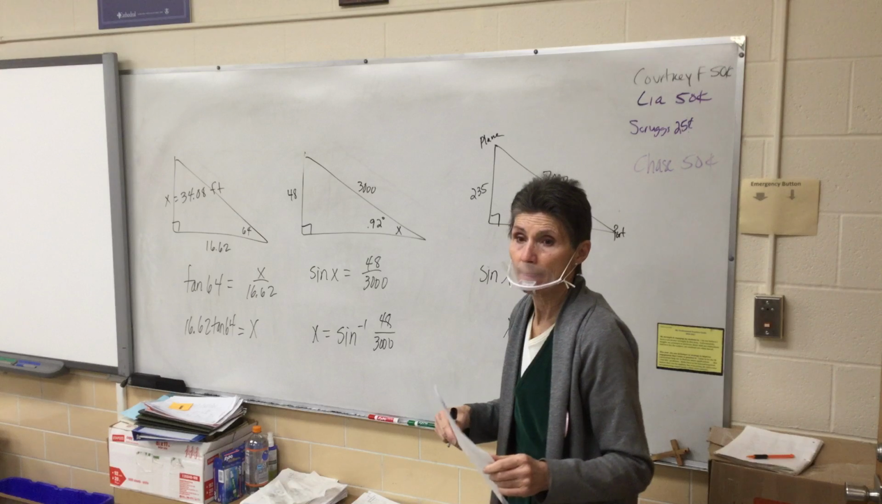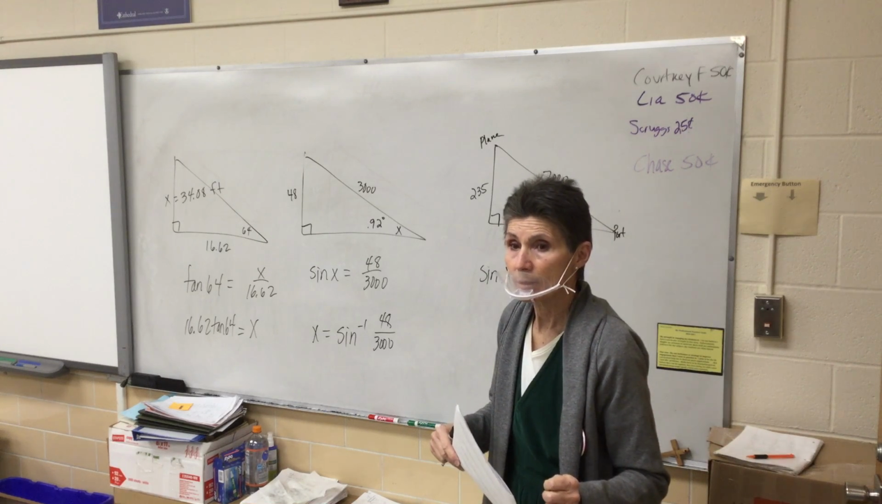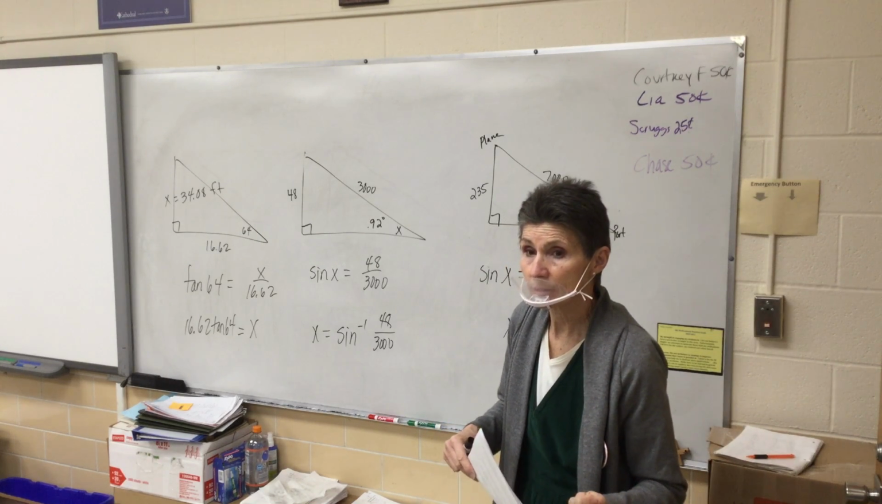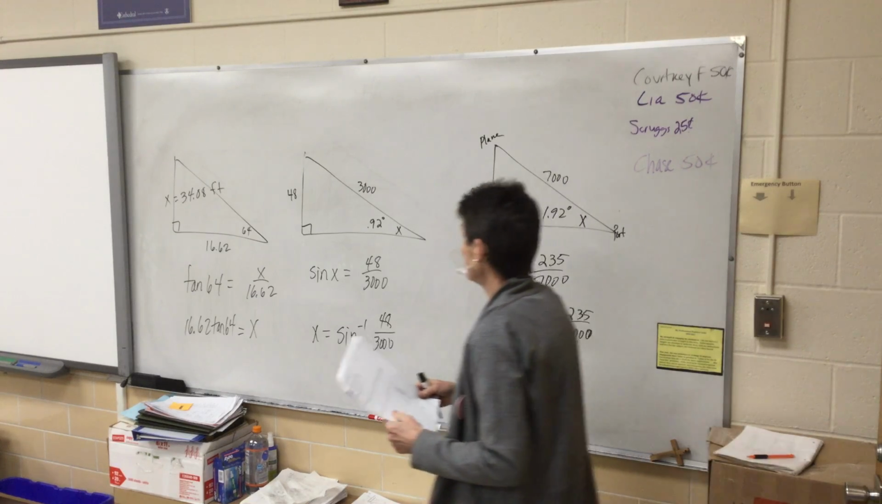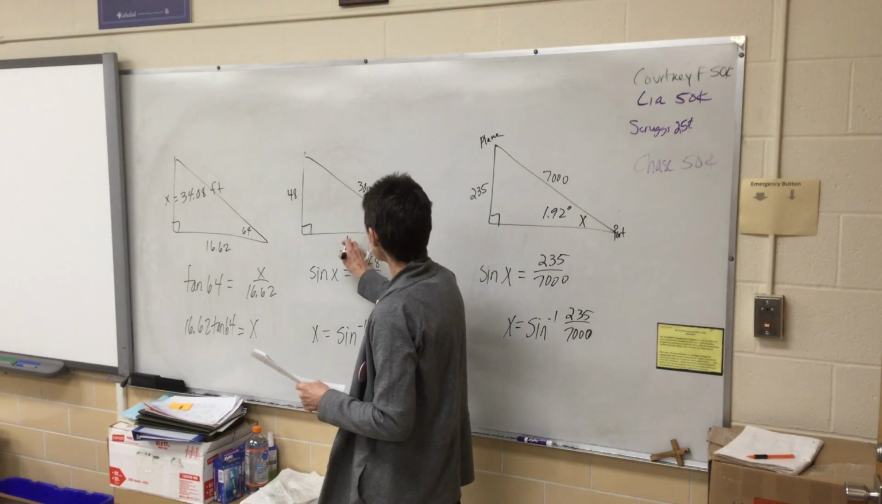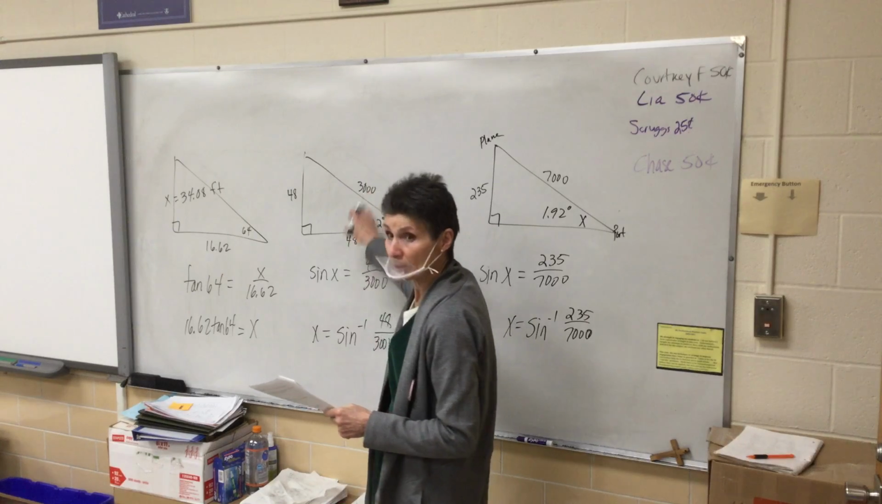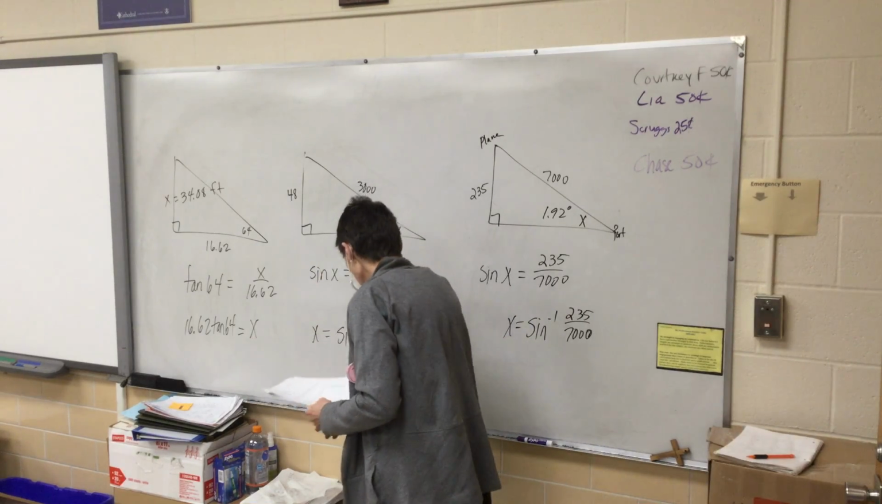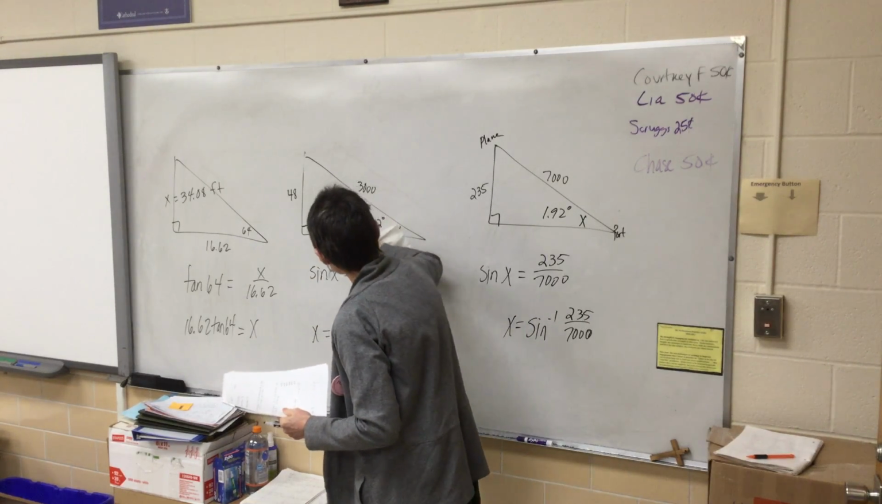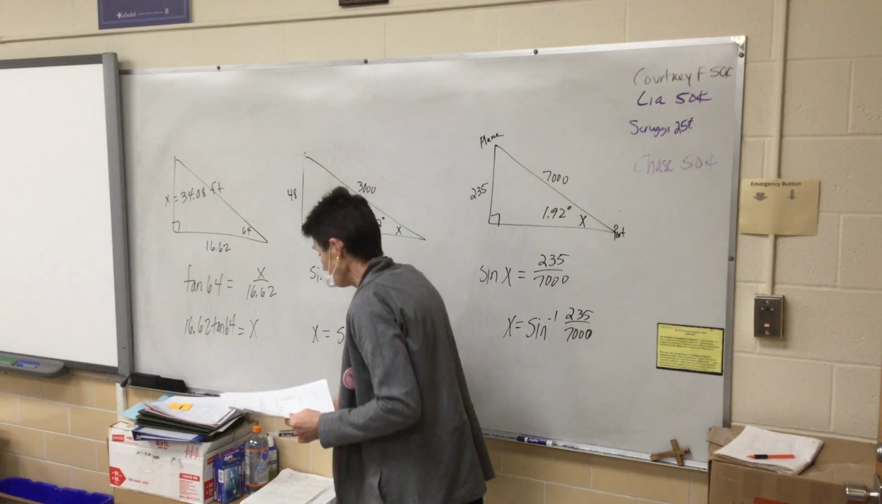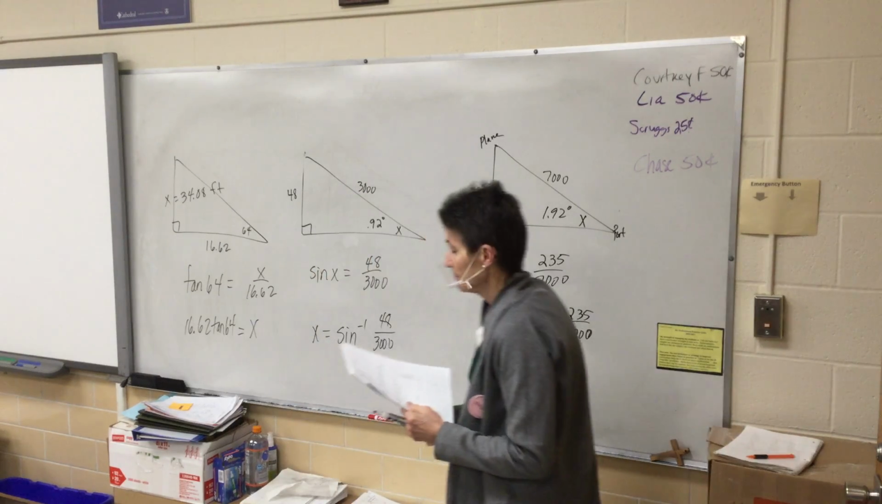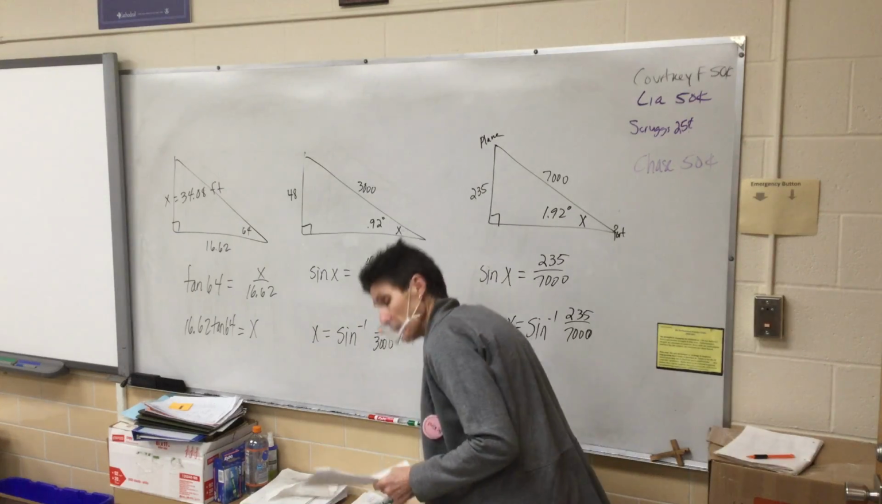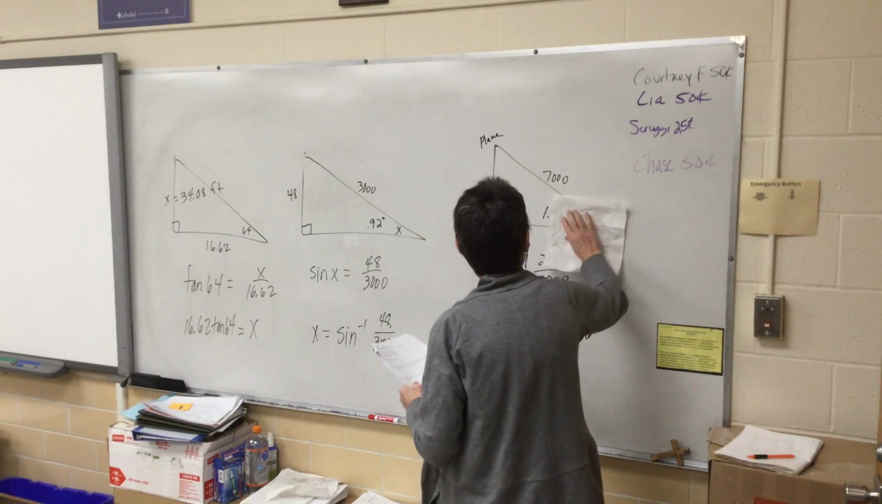Lindsay? Will any of these ever be cosine? Well, if this distance had been 48, that would be a cosine. So it just depends on what given information you have. So yes, it's definitely possible they can be cosine.